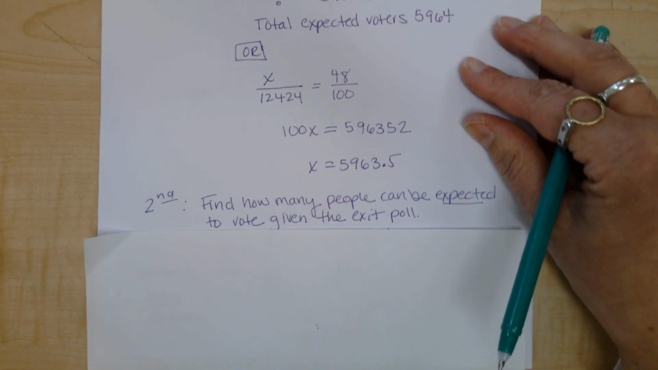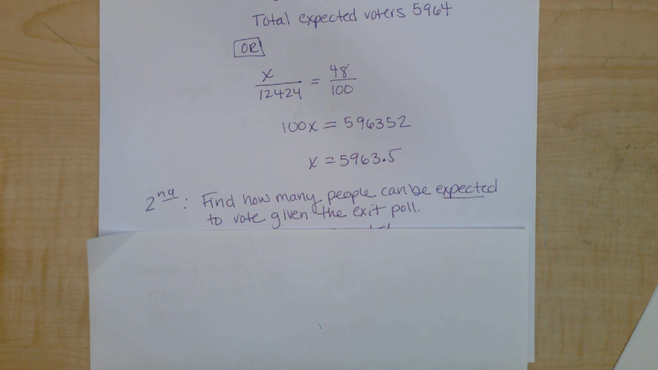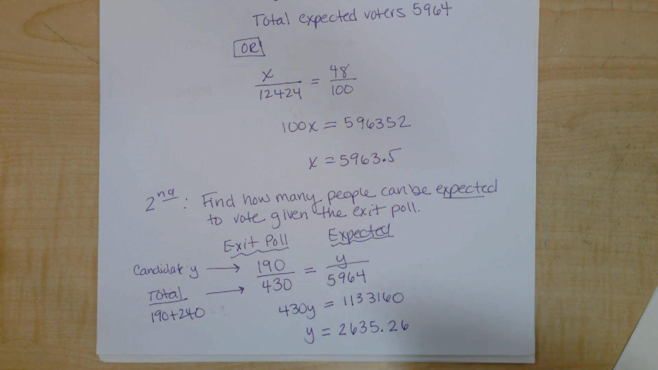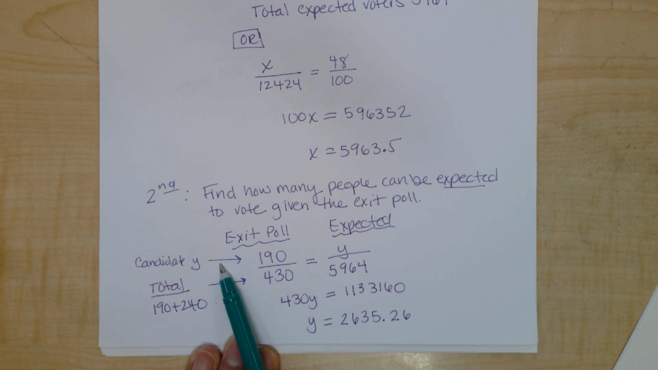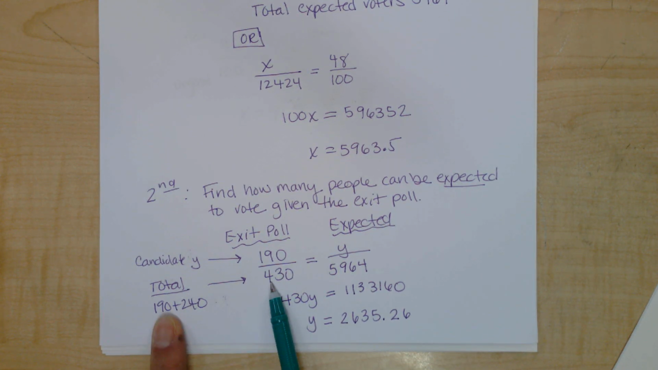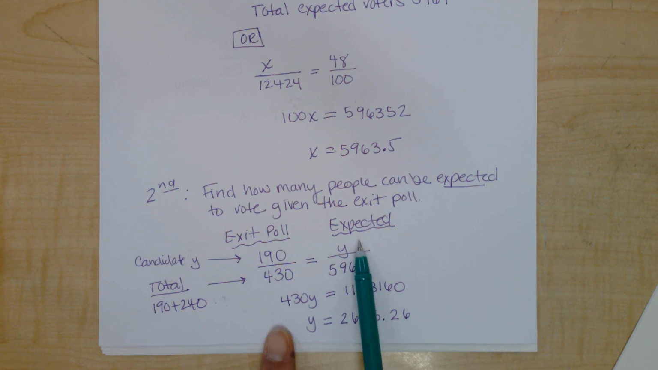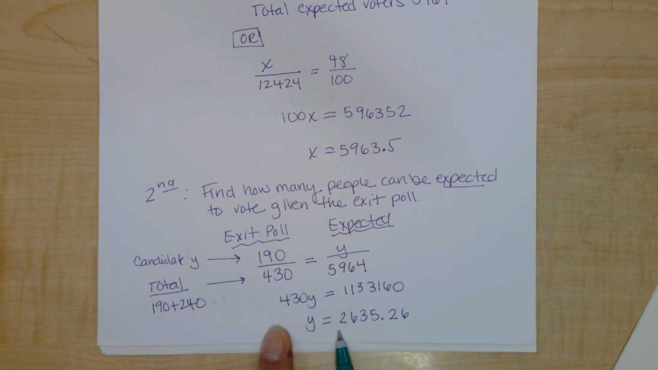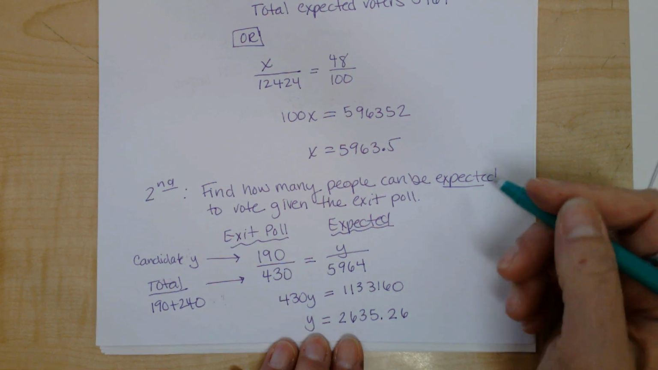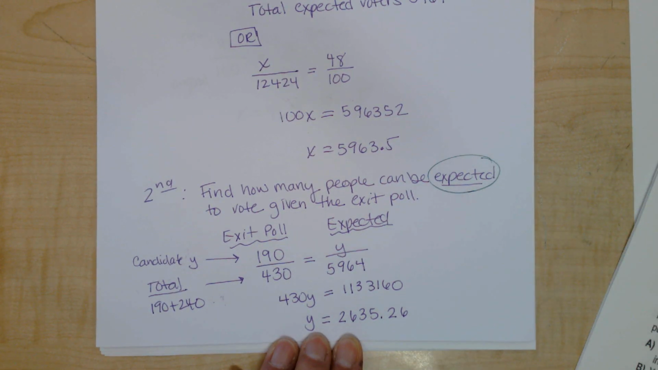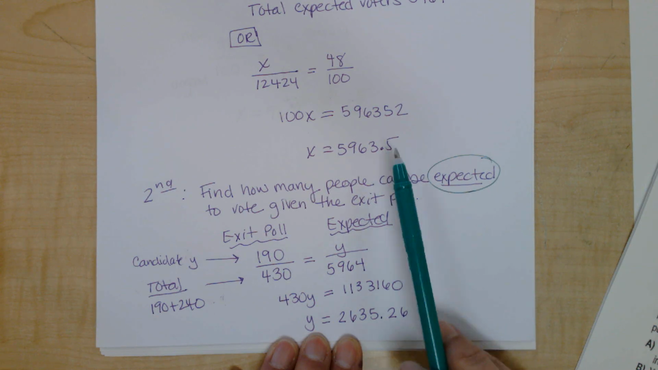All right. Now we need to find how many can be expected to vote given the exit poll. So what does that look like? We have 190 candidate Y over the total, 190 plus 240. We have Y over the total, 5964. So Y equals 2,635.26. So that's what can be expected from how many we know turn up to vote.